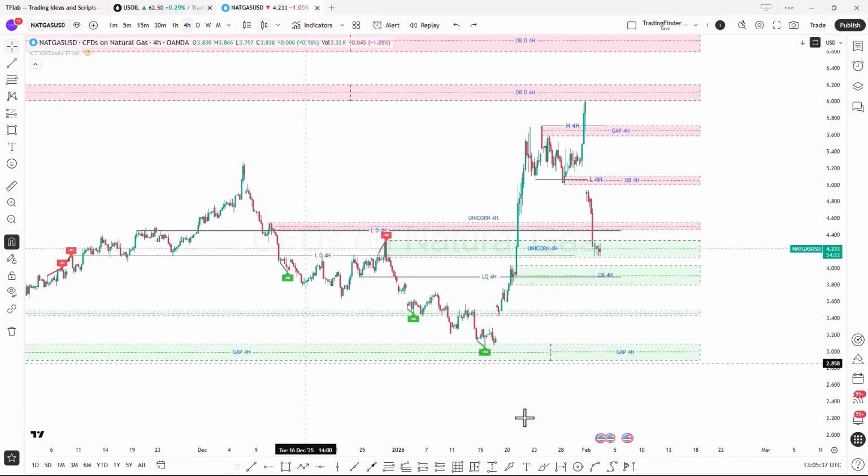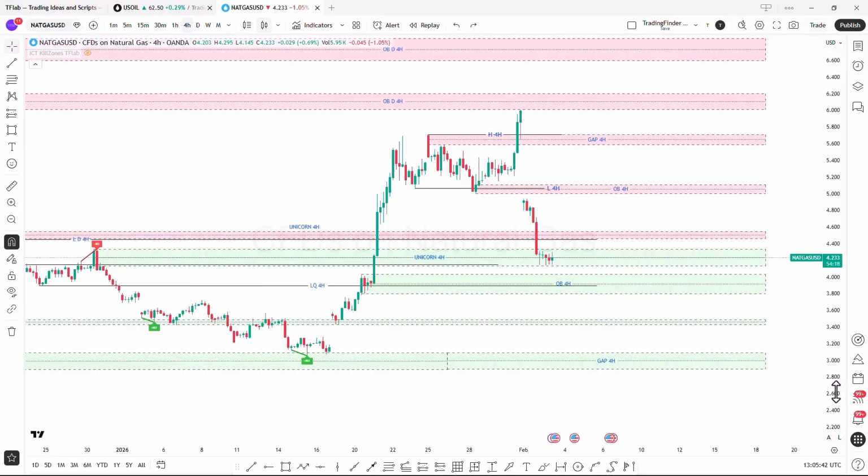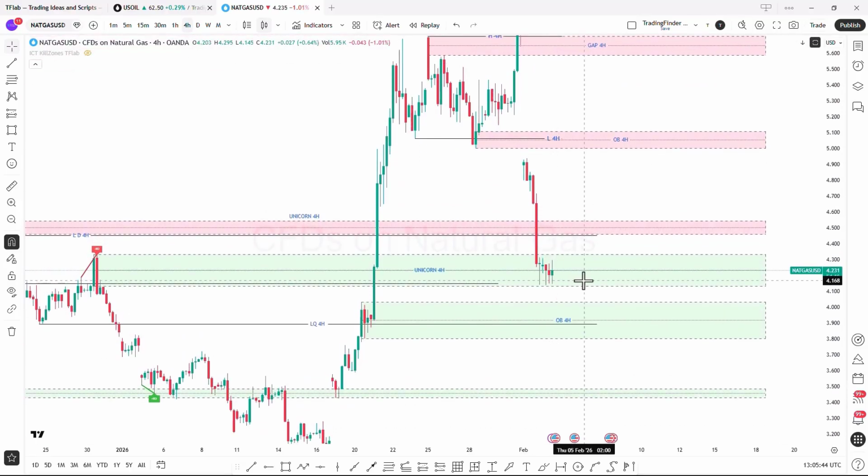At the moment, the price is forming liquidity towards the sell side. It's on the buy side, which could move downward, and after collecting liquidity at the 50% level of the fair value gap at level 4.099, the price could be rejected and move upward.